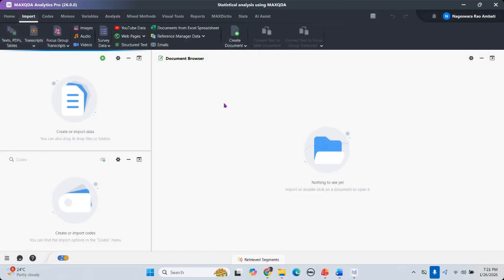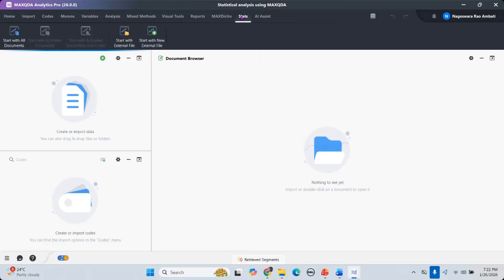Now we have to import the files. Before importing files like survey data, there are a number of options. I can directly import a file from here, like an Excel file, SurveyMonkey, or SPSS file. Apart from that, if you look at the ribbon bar on the top of the window, counting from home, the 10th menu is Stats. Just click on Stats and you can see a couple of options.